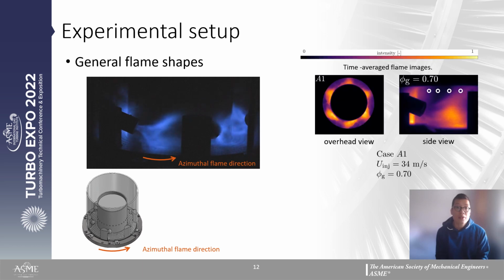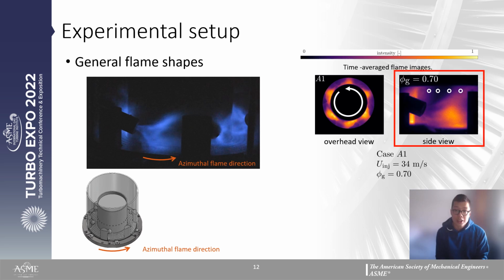And on the right, we see the time-averaged flame images. The overhead image shows long jet flames are produced that impinge on the inner annular wall and reach the next injector. Adjacent flames are almost, if not fully, connected, forming a pseudo-continuous flame arc.